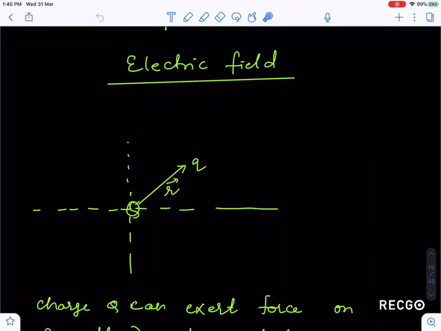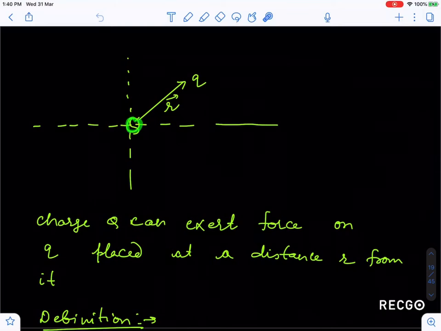So good afternoon, everyone. We have already discussed the sixth lecture of electrostatics. This is the seventh lecture of electrostatics, and today we are going to start electric field. First thing you have to understand is what is electric field, and then we will see electric field because of different structures. So guys, I have taken a charge Q, which is kept at the center.